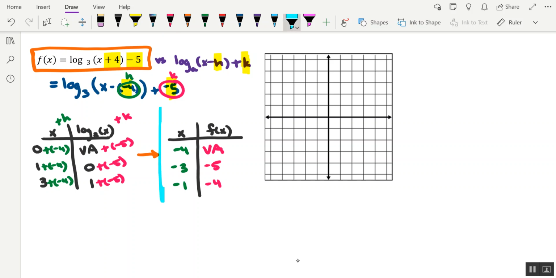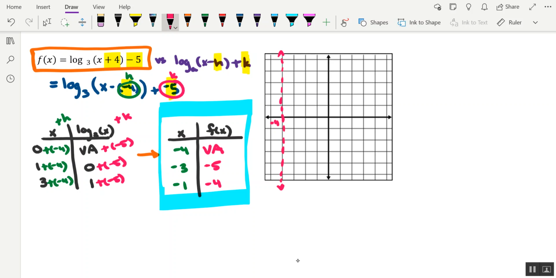And this right here is going to be the table of values with points that would be on the graph of f of x. Okay, so at -4, there's a vertical asymptote. Then we have -3, -5. So let's plot that. Then we have -1, -4.